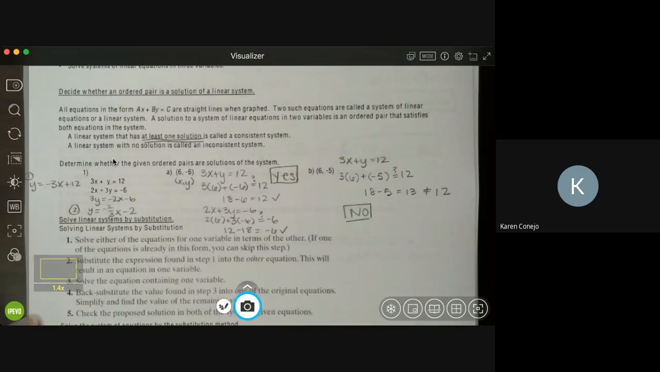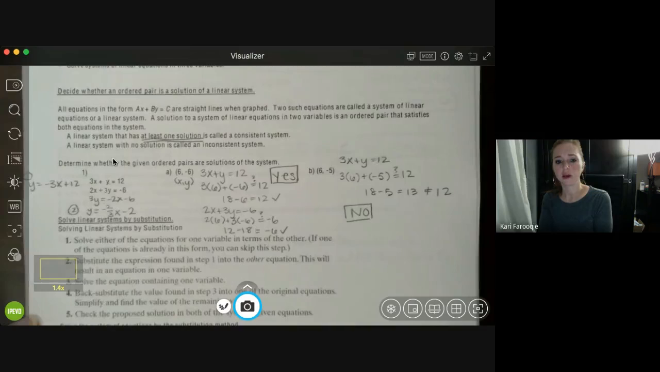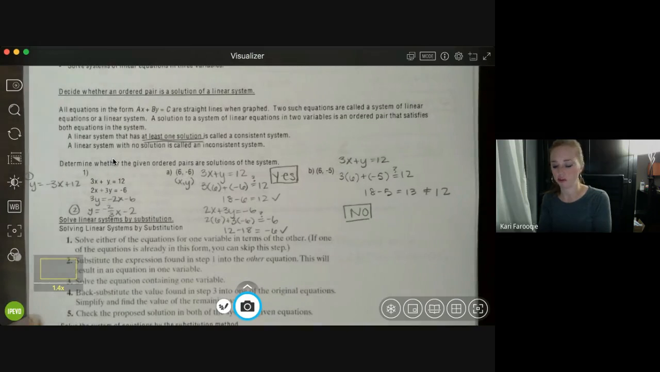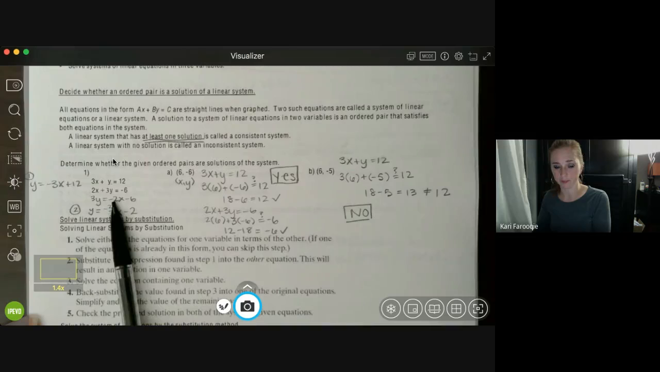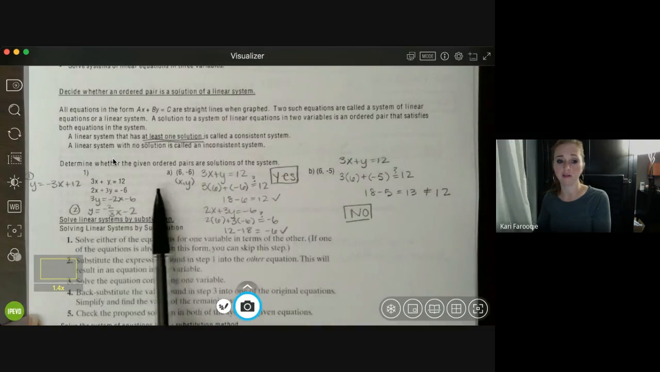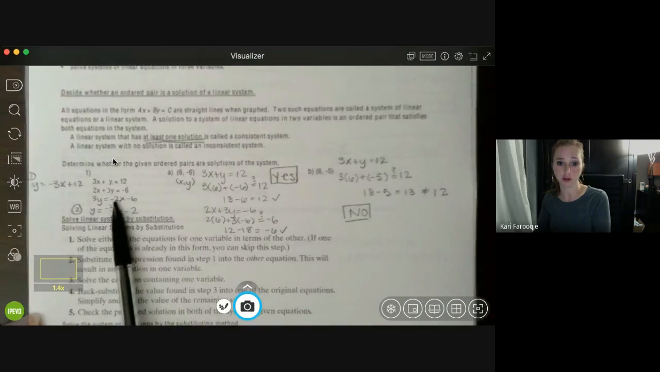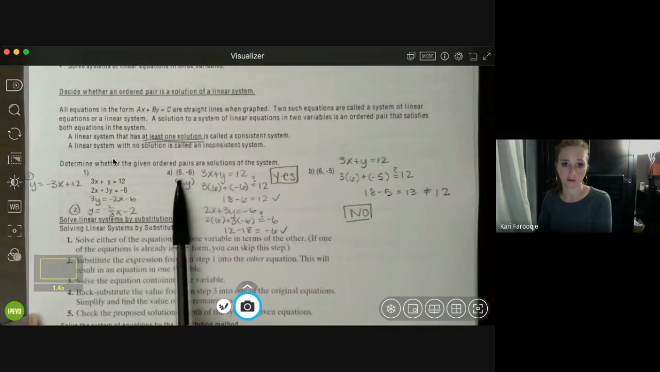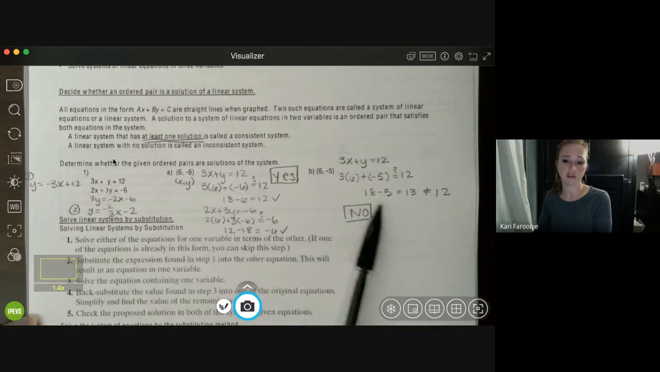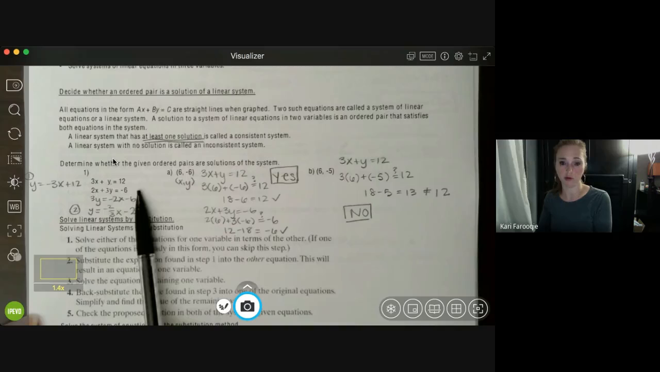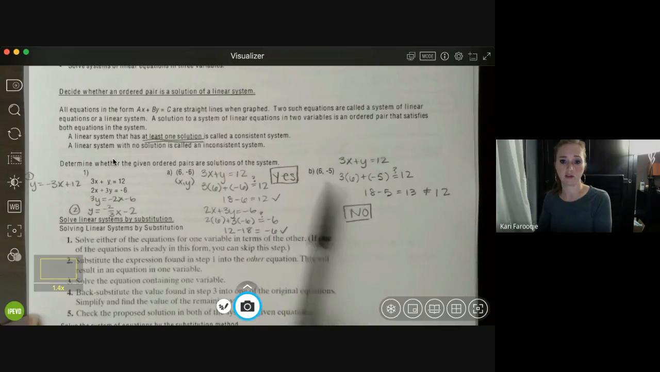What can you tell from looking at A, since A was true? A is asking a different question though. A is just asking, do these two values solve the system? So the system has a solution because these two values solve the system. So this is a solution. Because this isn't a solution, that doesn't mean no solution. That just means this is not a solution to the system.